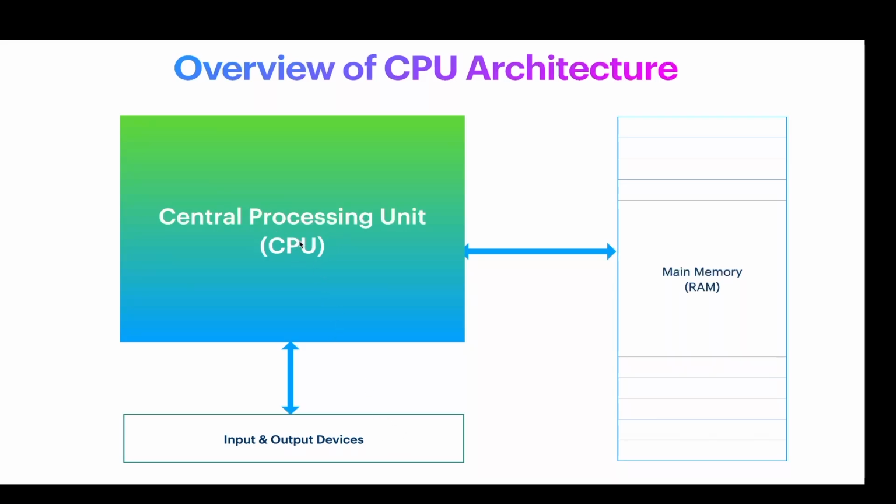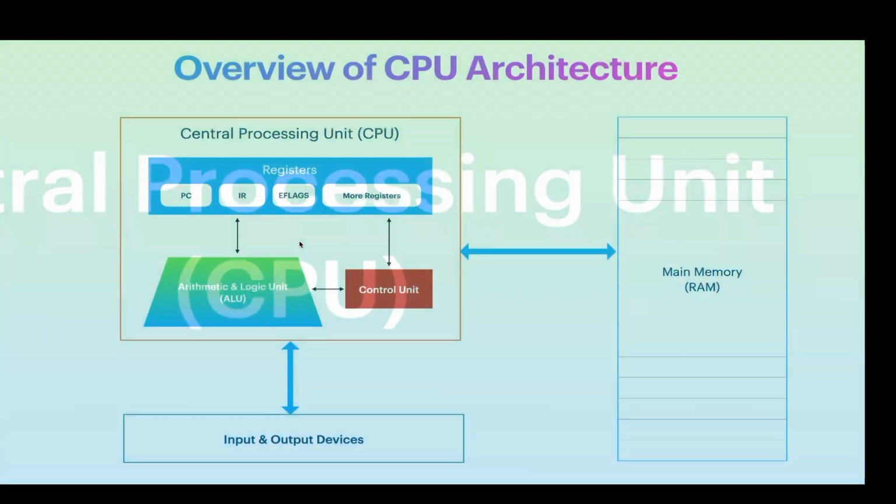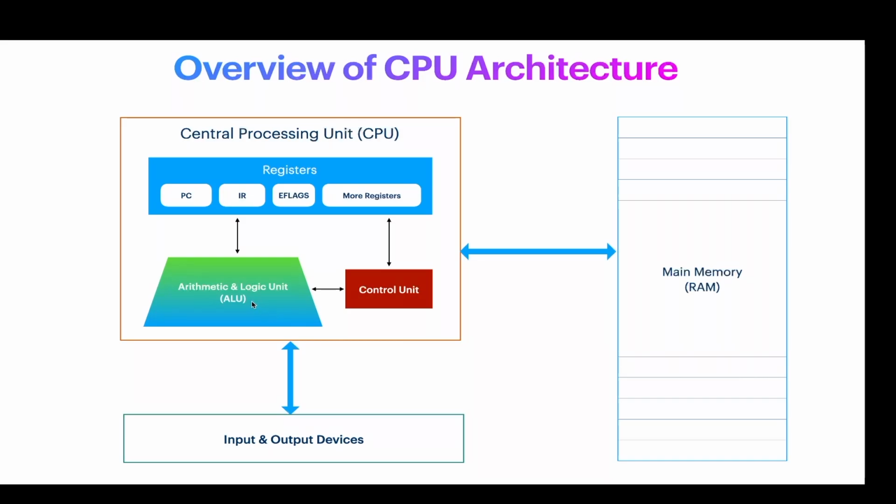The CPU is also called the brain of your computer. And let's see what is inside the CPU. The CPU has multiple components. It has something called an arithmetic and logic unit, in short ALU. This unit is responsible to perform all the arithmetic and logic operations. For example, if you want to add two numbers, divide two numbers, compare two numbers, those kinds of operations are performed by the ALU.